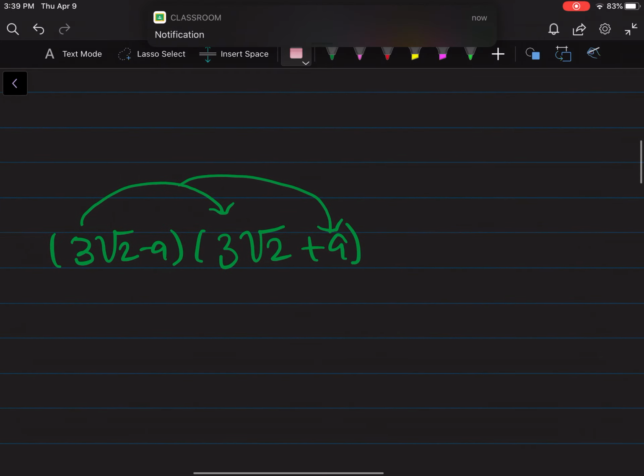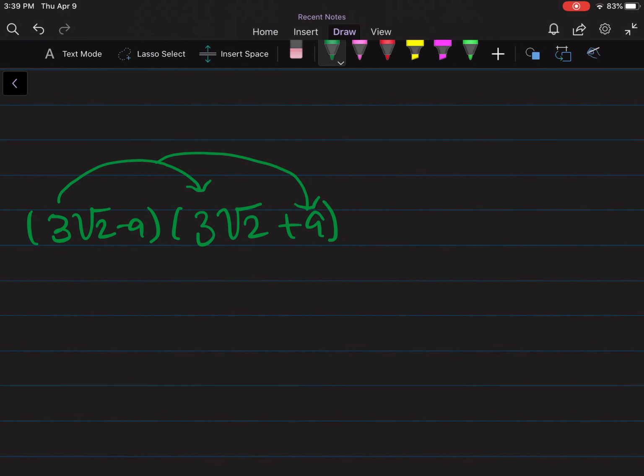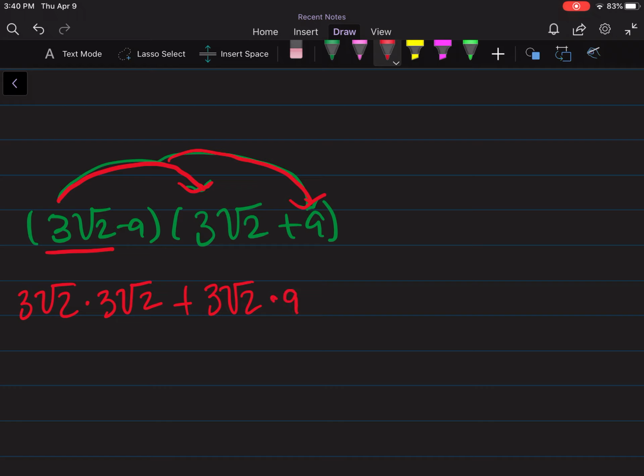And I'm going to show you the old school way that I learned how to do this. Okay, so I'm going to take this first number here and multiply it times everything in the other set of parentheses, distribute. So I've got 3 square root of 2 times 3 square root of 2, keep my sign, plus 3 square root of 2 times 9. Got all that done. Now I'm going to take this minus 9, do the same thing, multiply it times the other stuff. So minus 9 times 3 square root of 2, minus 9 times 9.